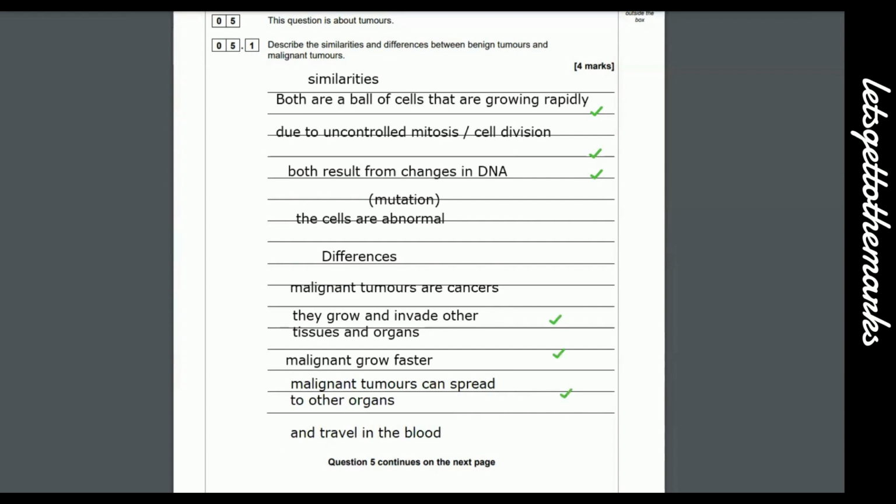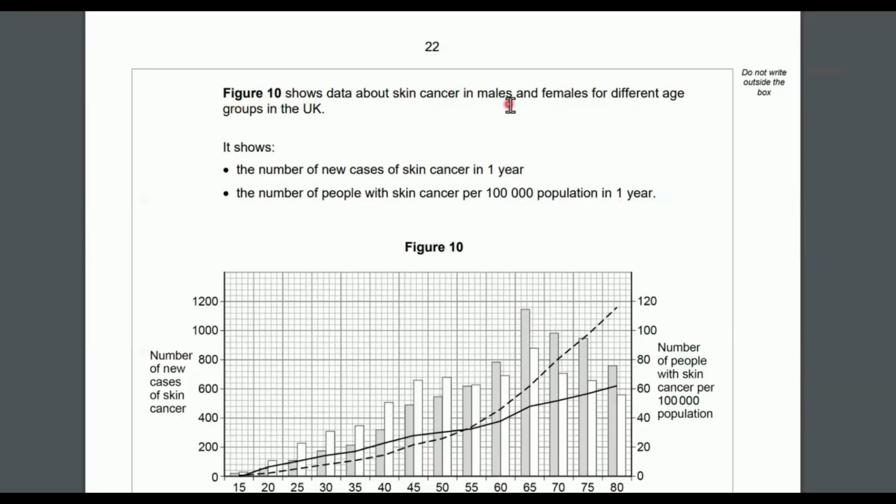Benign tumors are also encapsulated in a membrane, which is why they can't invade other cells and tissues. But all of these are loads of differences, and loads of similarities. You only need 4 of those guys. Okay, figure 10 shows data about skin cancer in males and females for different age groups in the UK. It shows the number of new cases of skin cancer in 1 year, the number of people with skin cancer per 100,000 population in 1 year.